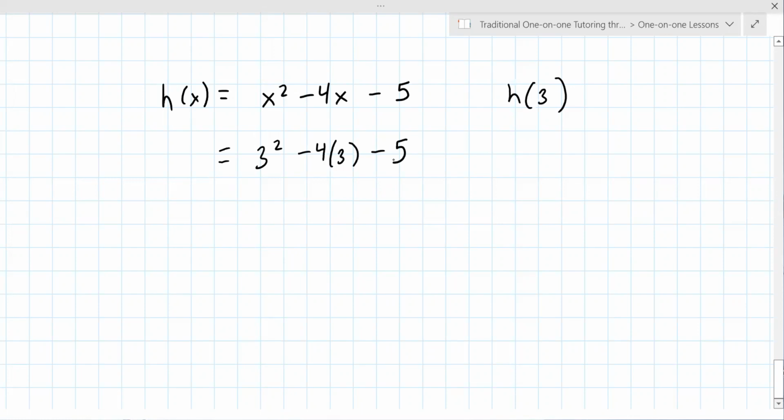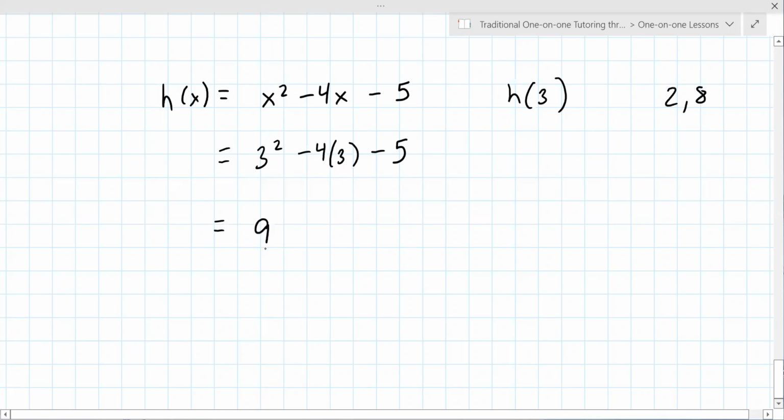It's 2. Oh wait, I'm sorry about that. It's 8. Okay, so you think it's 2 or 8? Let's go ahead and look at this. What is 3 squared? 3 squared is 9. Okay, what is 4 times 3? It is negative 12. Well, 4 times 3 is 12, but there's a subtraction symbol in front of it.